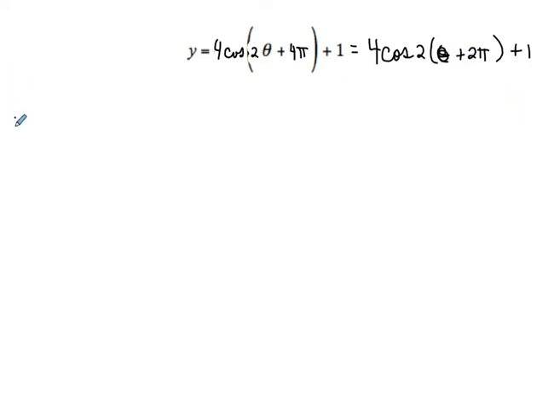Now, again, the first thing I'm going to do is figure out the period. The period is my original period of my non-transformed graph. In this case, cosine is 2 pi.